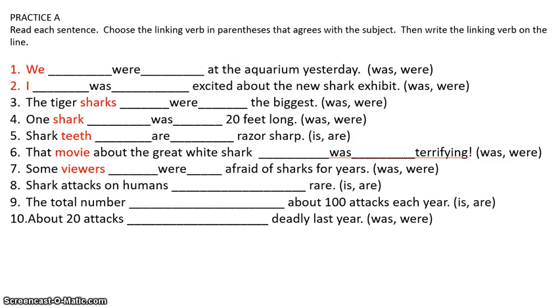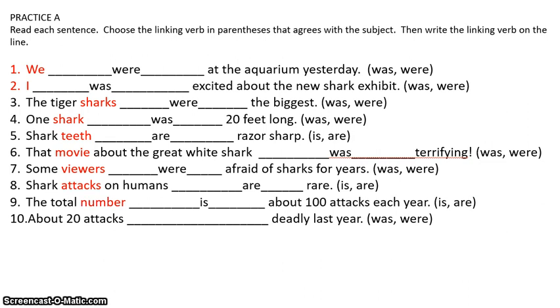Number 8, shark attacks on humans is what? Rare. What's rare? Not humans, not sharks. Attacks are rare. All right. So this can also help you find what the subject of the sentence is. If I look at number 9, the total number blank about 100 attacks each year. Okay. So the total number is about 100 attacks each year. And number 10, about 20 attacks were deadly last year.